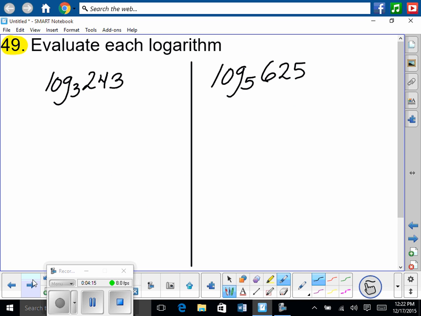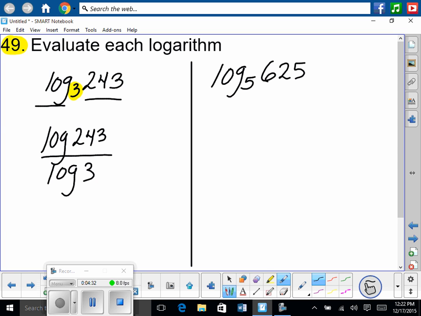Evaluate each logarithm. There's no way to calculate this using your calculator without using the change of base formula, because your calculator doesn't know how to type in base 3. So we use the change of base formula. We do log of 243 divided by log of 3, and now it's in base 10. You simply type it into your calculator, and if you do, you're going to get 5.